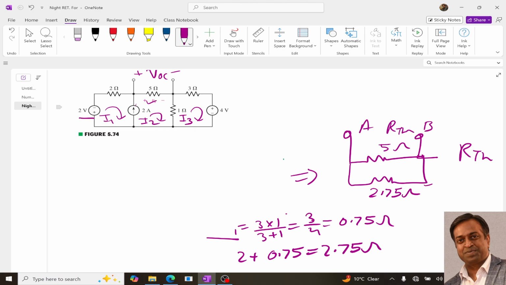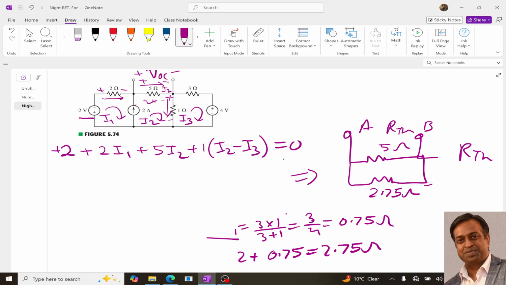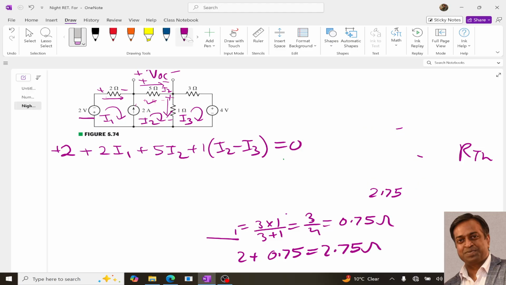Starting with this 2 volt, I take it as plus 2. Then over here we have only I1, plus over here, minus over here, so again it is 2 I1. Now I come to this 5 ohm, plus minus, and the current is I2, so it is plus 5I2. Then I come to this, plus minus, and this current is I2 minus I3, so it will be 1 times (I2 minus I3), equal to 0. So this is our first equation.